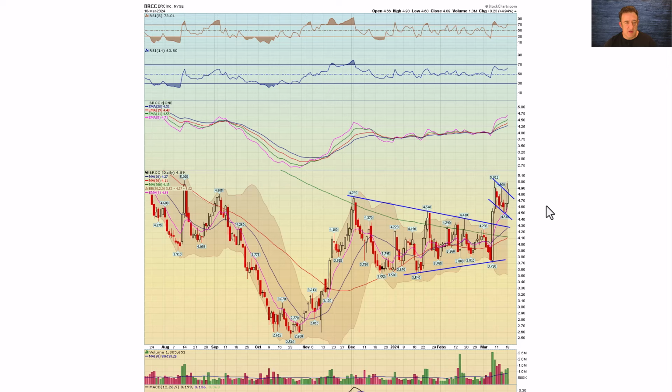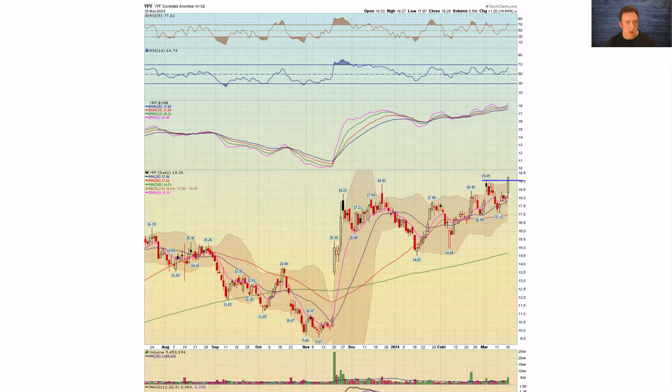Chart 97, BRCC. Basically a bull flag here trying to break out. Volume's nice. This is one to watch as well. And chart number 98, YPF, breaking out of some resistance today. Good volume. Maybe one to watch for some momo if the market's holding up.